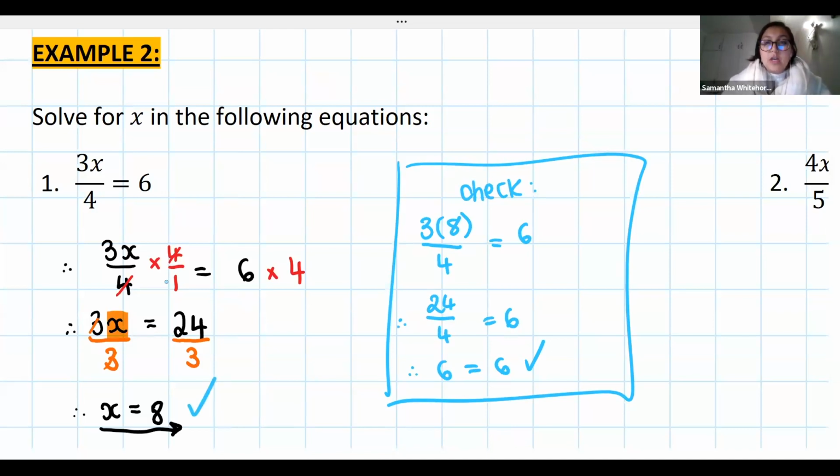So whenever in doubt, use your check. You don't have to show the check. You can just do it on a rough piece of paper or in pencil on the side. But if you're not sure, do your check. And again, remember your inverse operations. What we now need to remember with fractions is that the inverse of a fraction is to multiply.